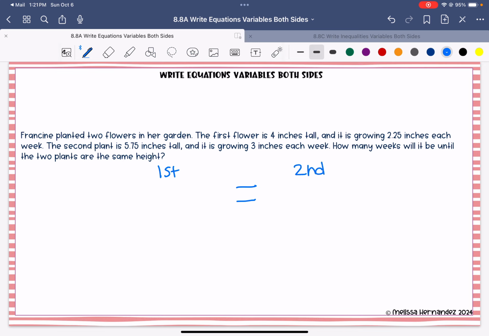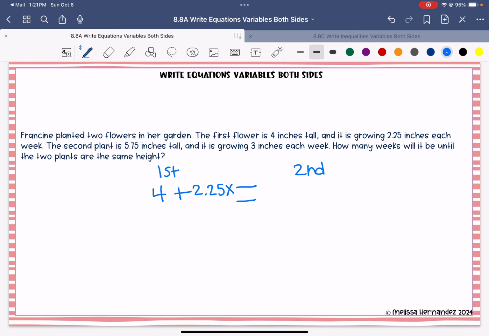So what do we know about the first one? Well, it's 4 inches tall and it's growing. So it's going to be plus because it's positive 2.25 inches per week. We don't need to know how many. We just need to know that's the rate. So we're going to put an X right there.